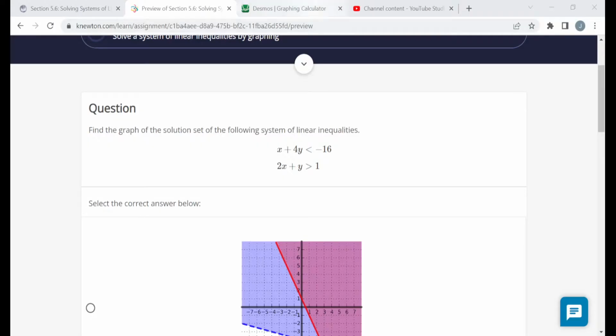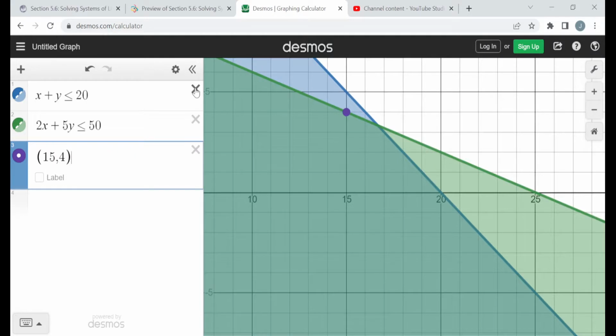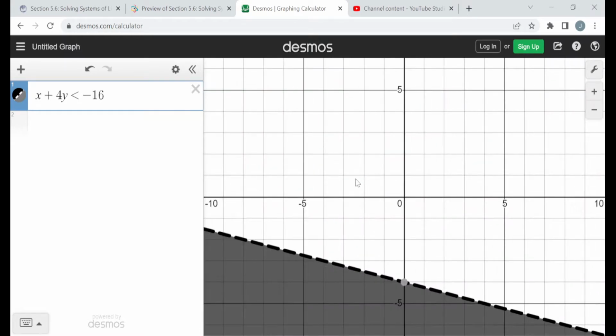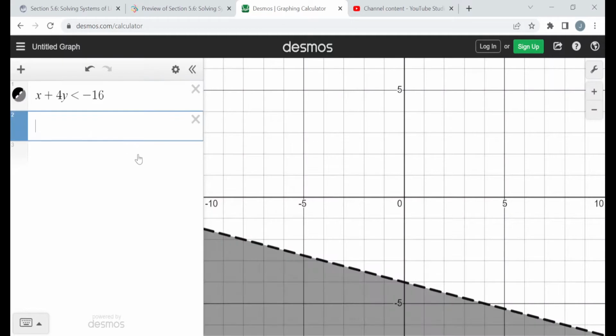Let me actually do Desmos too. Alright, let me do Desmos as well, and we'll see the same picture. So the first inequality was x plus 4y is less than negative 16. Alright, so something like that, right? And the other inequality was 2x plus y is greater than 1.